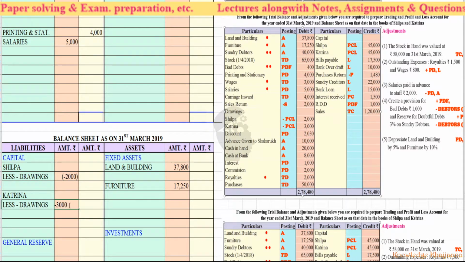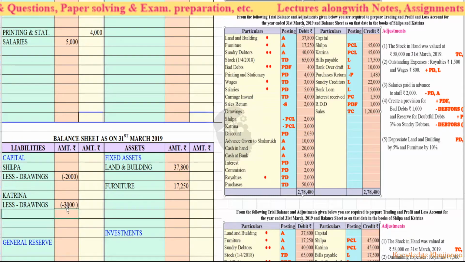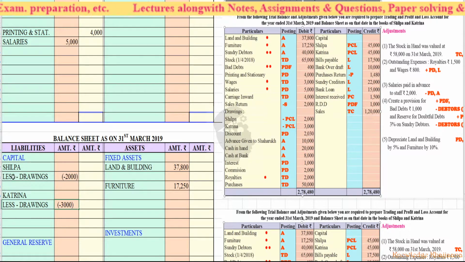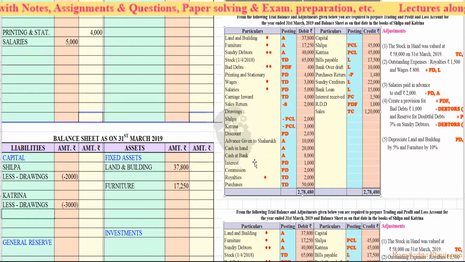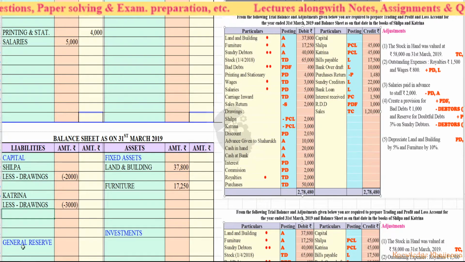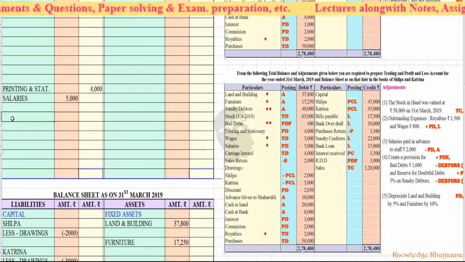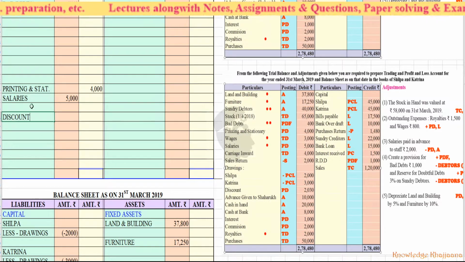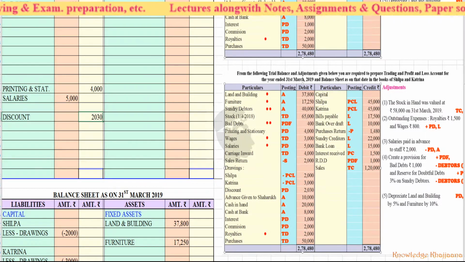Then discount. Discount is given on the debit side of the trial balance, which means discount is an expense. Okay, so discount is an expense which is noted to the profit and loss account debit side. So we write over here discount. How much discount has been given? Rupees 2,030.